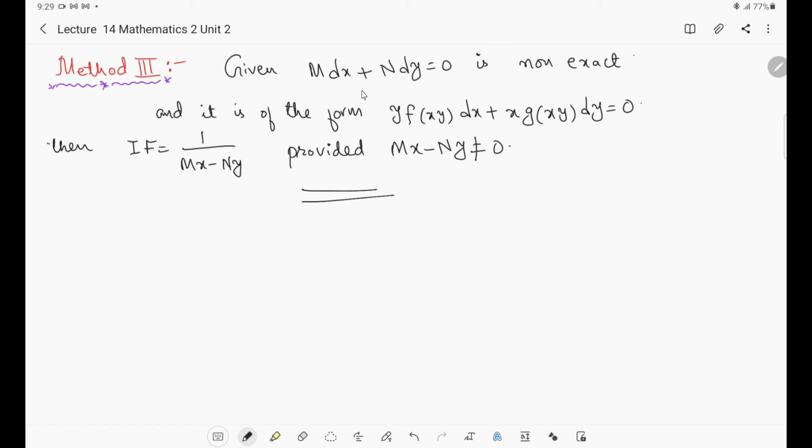The method says that if the given equation M dx plus N dy equals 0 is non-exact and of this form, y f(xy) dx plus x g(xy) dy equals 0, then the integrating factor is given by 1 by (Mx minus Ny), provided Mx minus Ny is not equal to 0. Now we will see one problem in this.